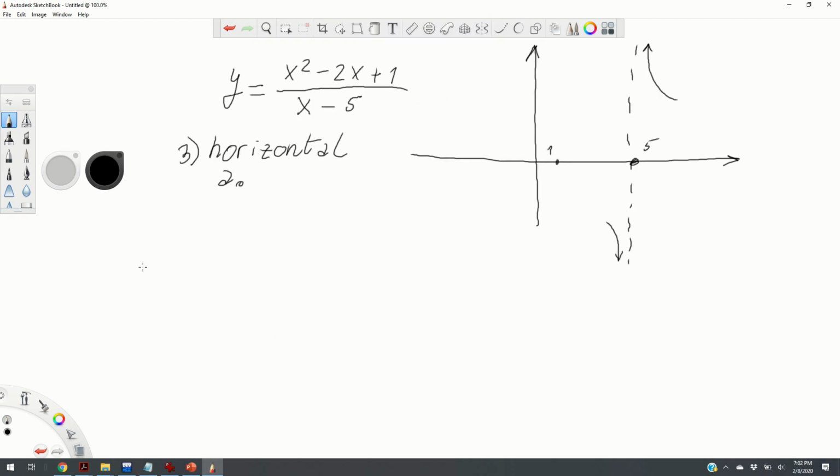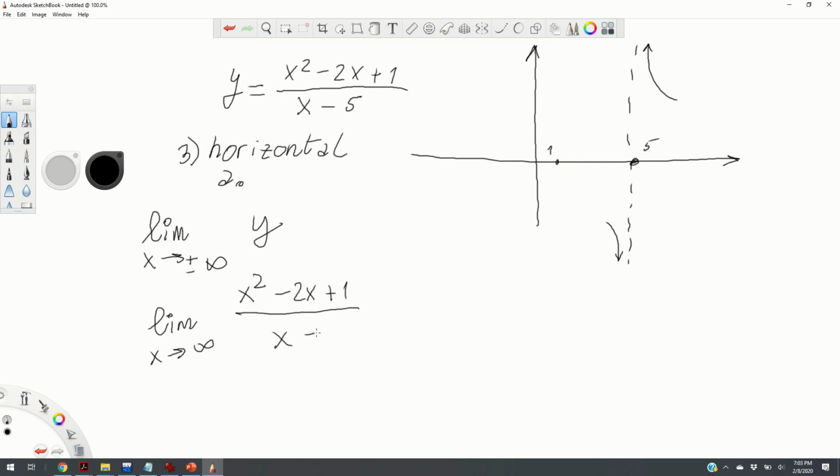The next step is to investigate horizontal asymptotes. So we want to see what is the limit value of the function y when x goes to plus or minus infinity. So let's first investigate what happens when x tends to plus infinity. Well, if x tends to plus infinity, we can see that this function approaches infinity.